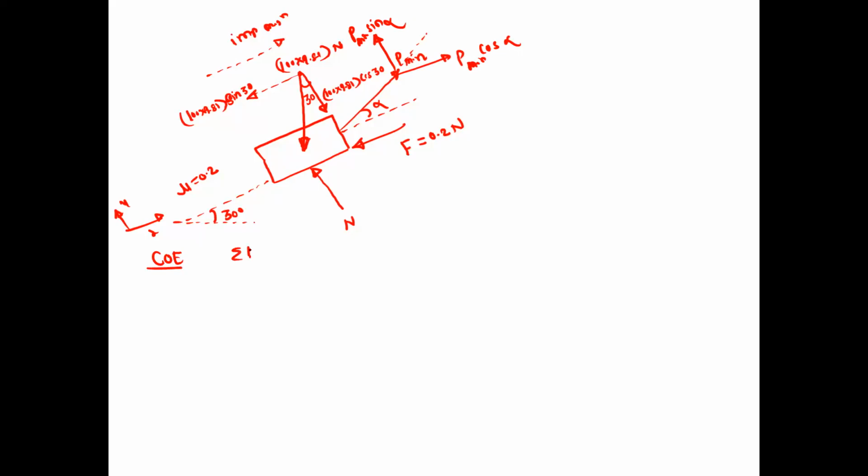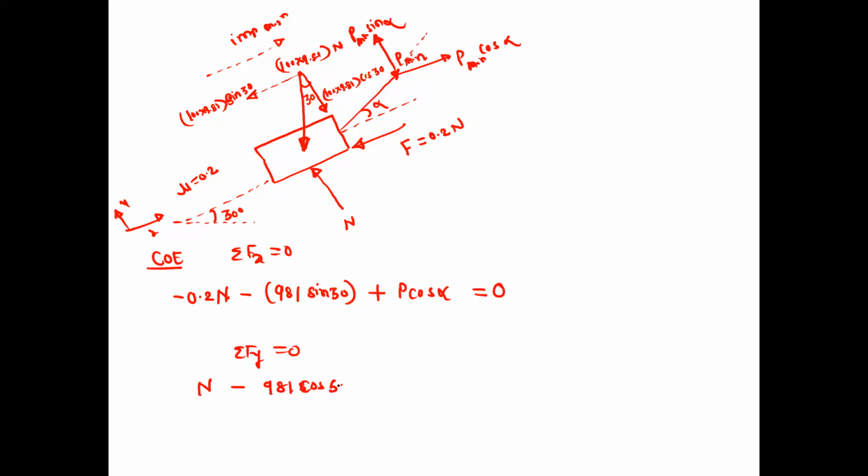Then use the conditions of equilibrium. So summation Fx is equal to 0. For summation Fx, we will have minus 0.2 into normal reaction, minus 981 sin 30, and plus P cos alpha. This is equal to 0. Then use summation Fy is equal to 0. So plus N minus 981 cos 30 plus P sin alpha is equal to 0.